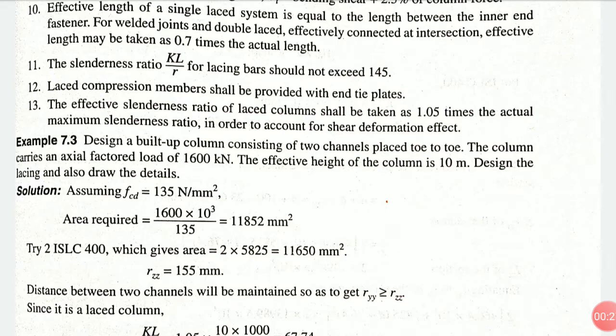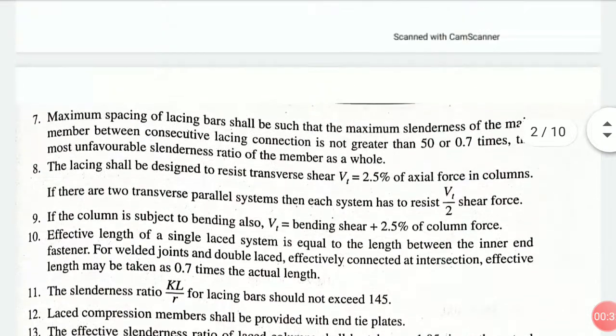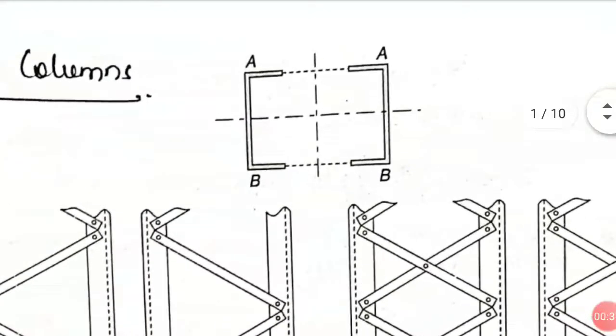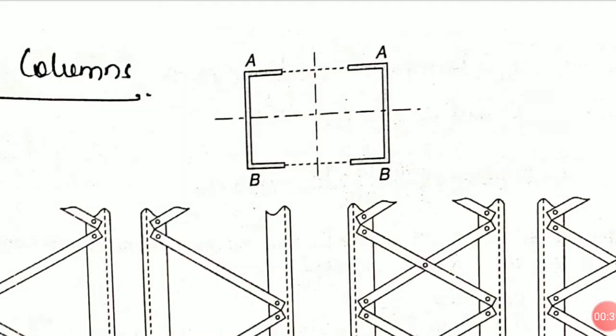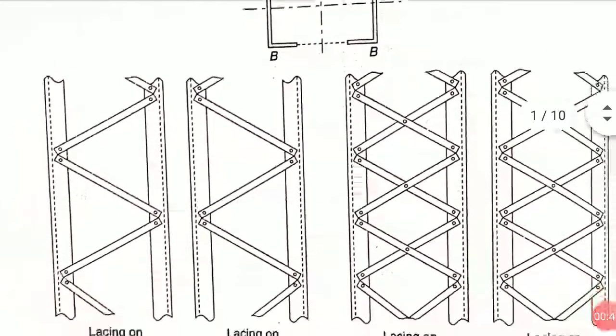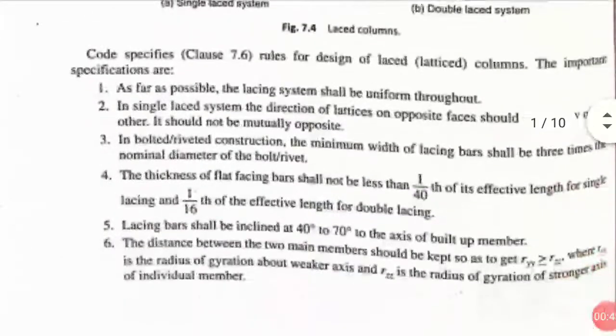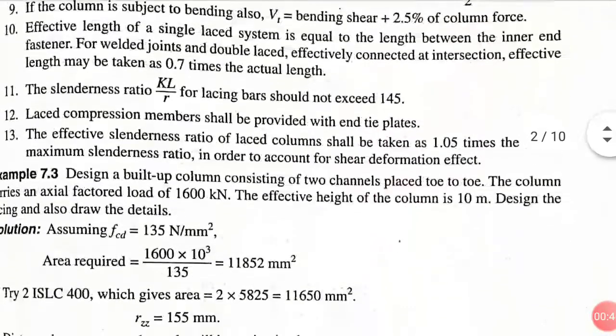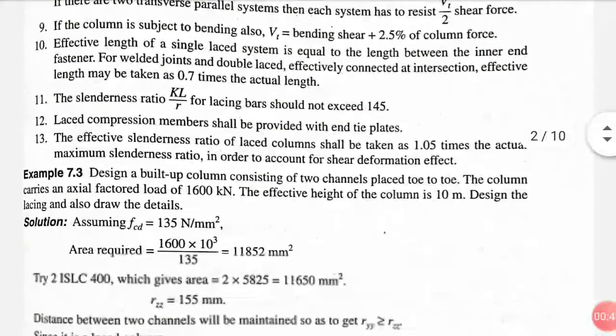Design a built up column consisting of two channels placed toe to toe. That means we are placing it something like this: toe of the compression member to toe of the compression member. Okay, he is clearly mentioning here those are channel sections. Two channels placed toe to toe.